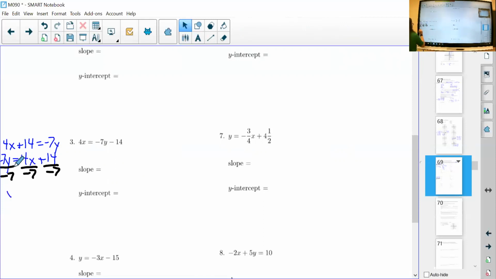And I have y equals 4/7 x. I'm going to try to put my negative sign in front of the 4. It's not wrong to have it in front of the 7, but it's generally not helpful. Sometimes in graphing it is, and we'll see that later. But for now, we're just going to put -4/7 x minus 2. So what's your slope? And what's your y-intercept?